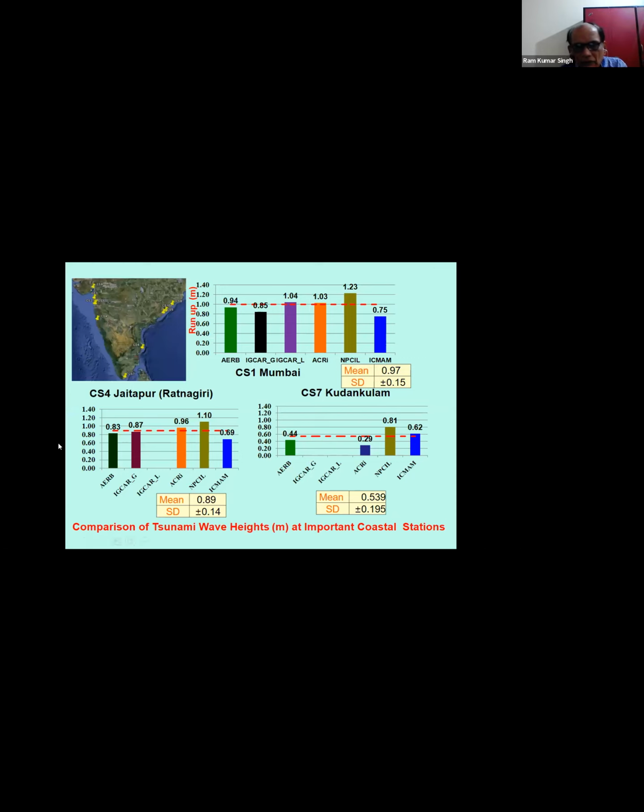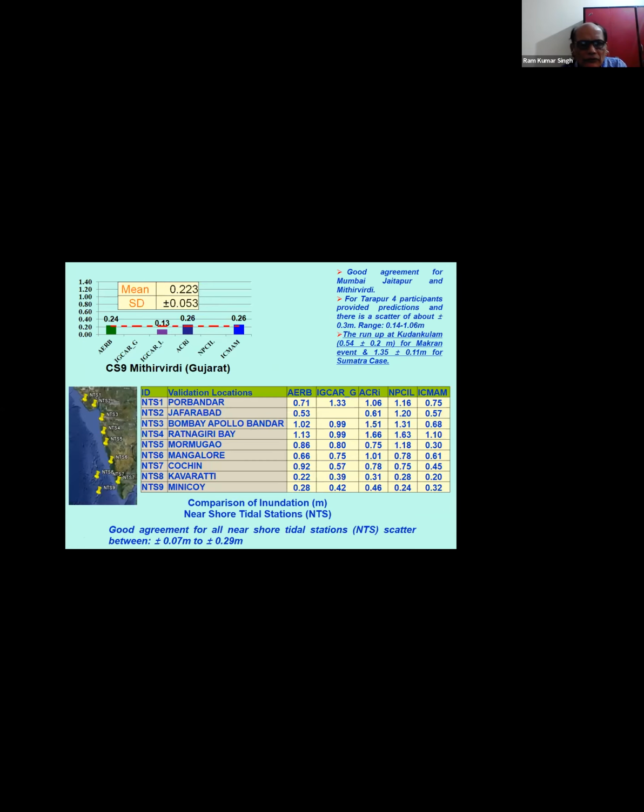And so with this approach, we could get again very satisfactory result with regard to the prediction. And so these are some of the comparisons of the wave run-up by various participants, and they are almost in good agreement in most of the cases. The mean value and the deviations, you can see if you draw the mean value, the deviations are small, and this is what is shown here.